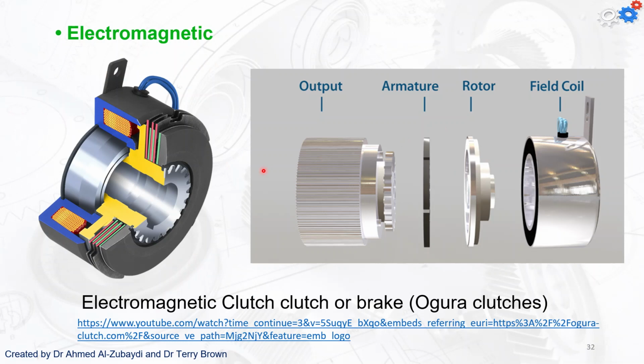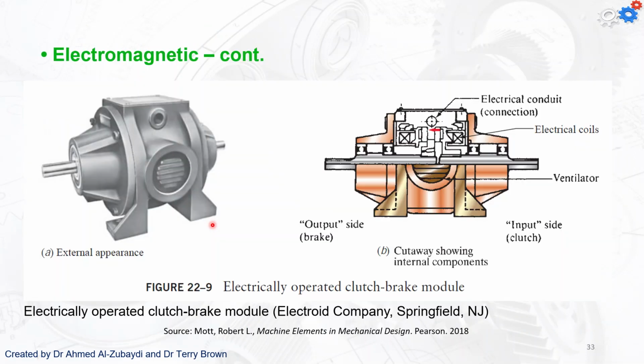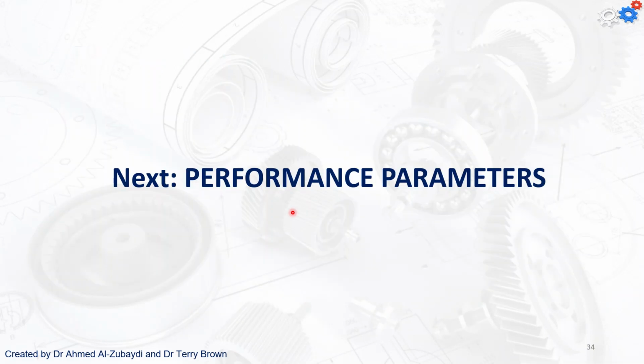Another way of electromagnetically activating a clutch or a brake, and you've got a link there to a YouTube video that you can go watch. More electromagnetically operated clutch or brake, clutch brake module. Okay, so here we've got both together, as we discussed earlier. All right, so that's enough for that intro. Next, we'll have a look at some performance parameters and start to look at designing some clutches and brakes.